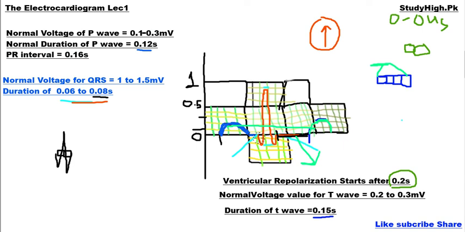This is the basic and the most important lecture. You must remember the normal values of voltage and duration for the P wave and PR interval. This is called the ST segment. Its value is equal to 0.2, and it shows that the ventricular muscles are in depolarized form. So this is the PR segment, PR interval, QRS complex duration, etc. And these are the normal values of this electrocardiograph.